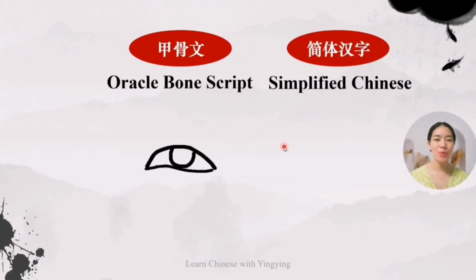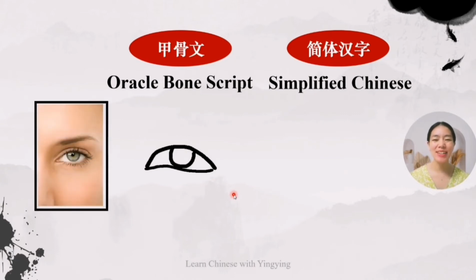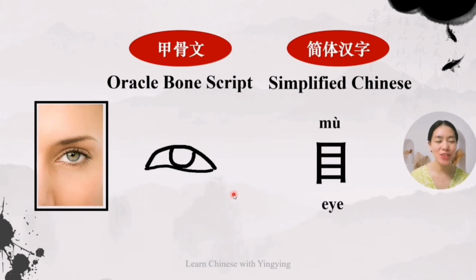Look at this Oracle Bone script. What's the meaning of it, do you think? I'm pretty sure you have the right answer in your mind. It's quite a truthful sketch of our eyes, isn't it? After 1,000 years of evolution, it has been simplified into simplified Chinese, 简体汉字. It is pronounced as 木.